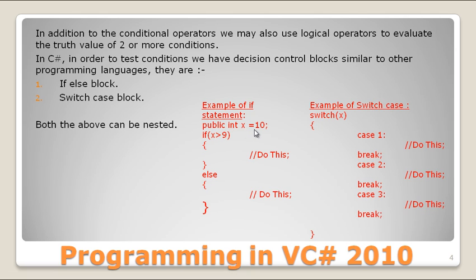So if x is really greater than 9, then the statements which follow the if, that is after the opening curly bracket of if, will be executed. And if x is not greater than 9, in that case the if block which is enclosed in the curly braces shall be skipped, and the else part shall be carried out.